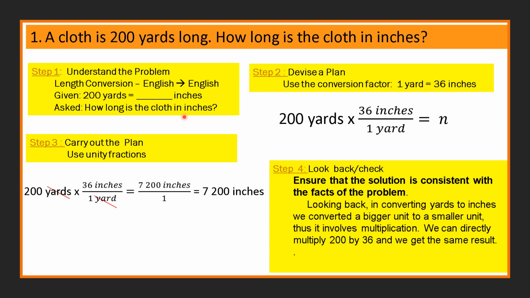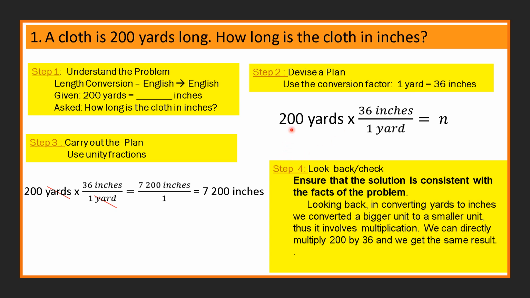So we will have that on step 2. What is asked in the problem is how long is the cloth in inches? So we have to proceed to step 2. We have to devise now a plan. In devising a plan, we have to plan out how are we going to solve the problem? What is the best strategy in solving the problem? So based on this information, in step 1, we can use the conversion factor: 1 yard is equivalent to 36 inches.